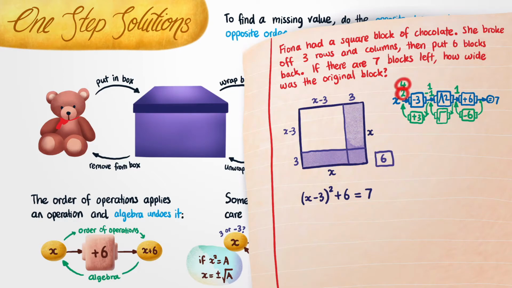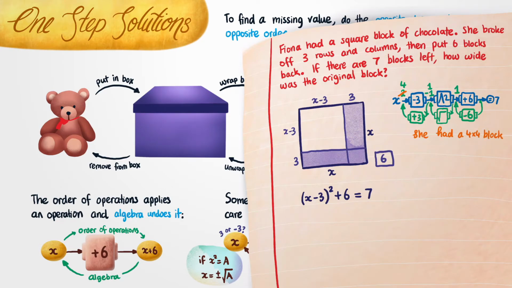Now once you have an answer like this, you have to inspect it and see whether or not it actually makes sense. If you actually inspect these answers, you notice that Fiona could not have started with a 2x2 block of chocolate, because after all, she snapped off 3 rows and 3 columns. So if she started with only 2 chocolates here, then when she snapped 3, she would have ended up with minus 1 chocolates. So that means she must have had a 4x4 block.